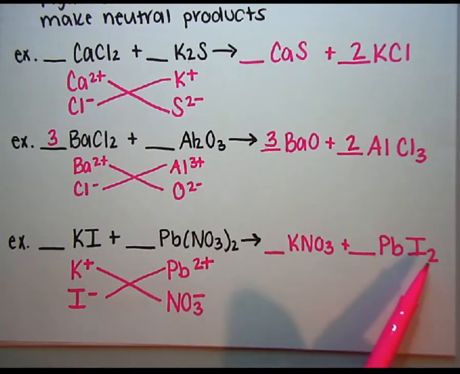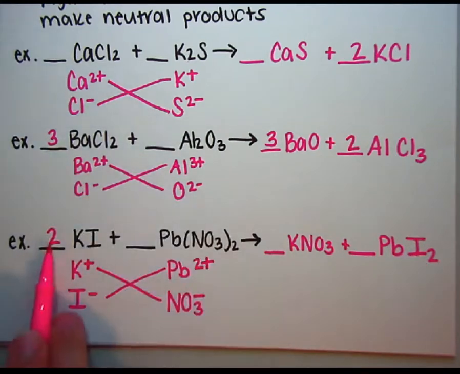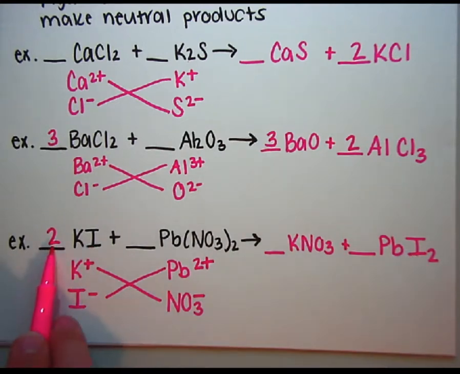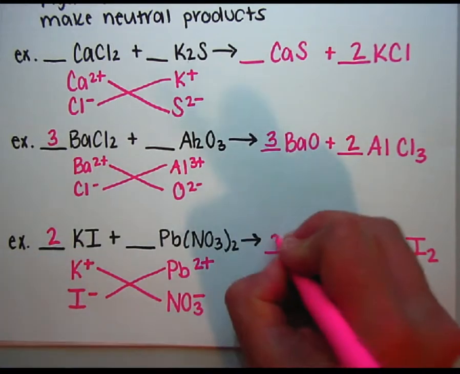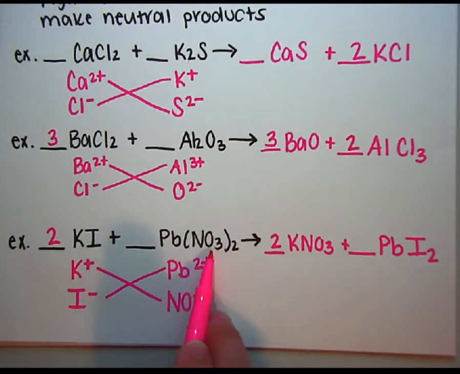Iodine isn't balanced. I have 2 iodines on the right, but only 1 over here, so I can add a 2. That gives me 2 iodines, 2 iodines. Once I added that coefficient of 2, that now changed my potassiums to 2. 2 potassiums on the left, 2 potassiums on the right. That now gives me 2 nitrates. In here I have 2 nitrates, so those are balanced. And I have 1 lead on each side, so those ones are balanced as well.